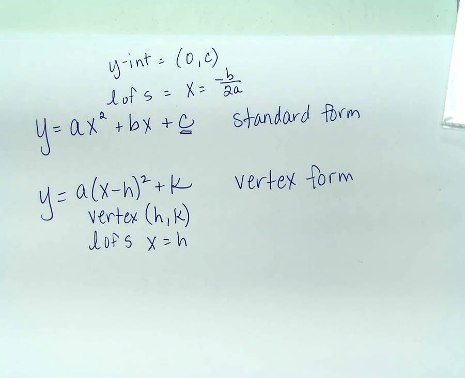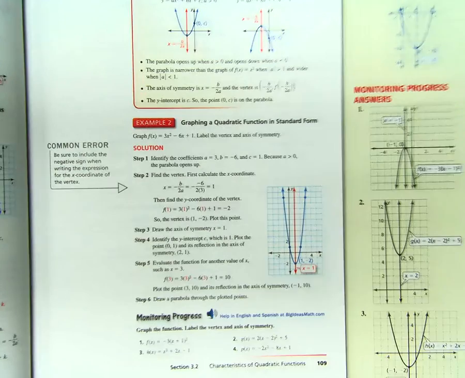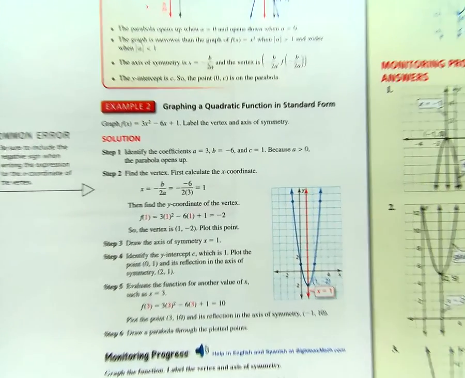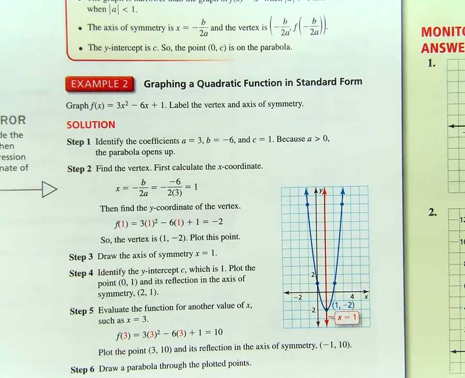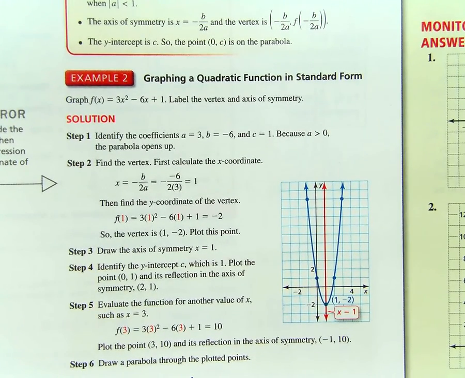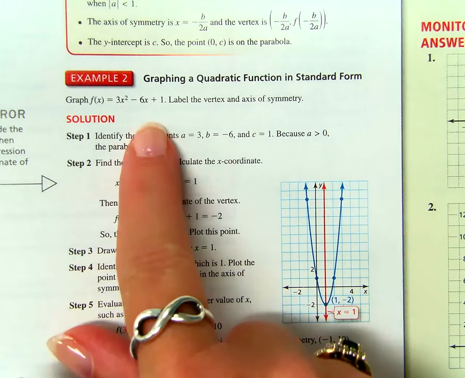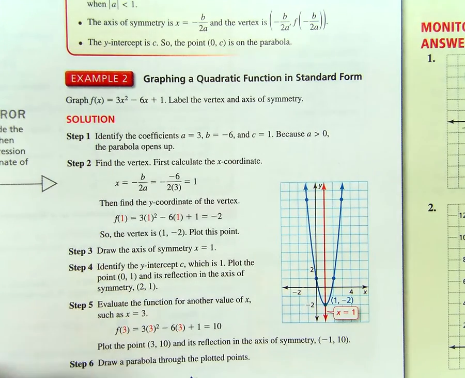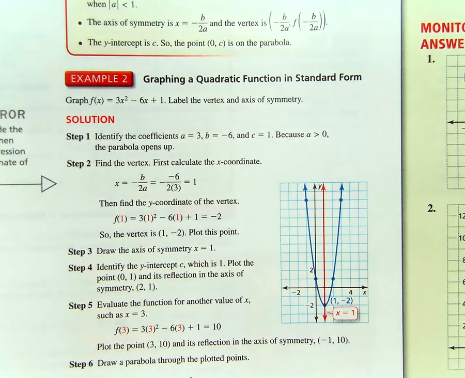Okay. On that page, there's an example number 2. Example number 2 says graphing a quadratic function in standard form. So same kind of thing. On the previous page, we did an example where we were graphing a quadratic function using vertex form. Now we're graphing one using standard form.